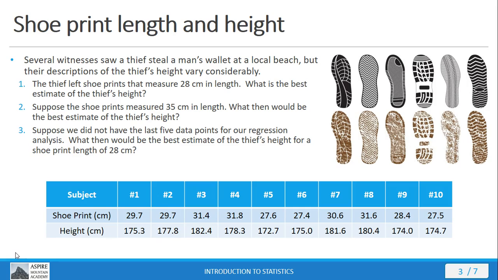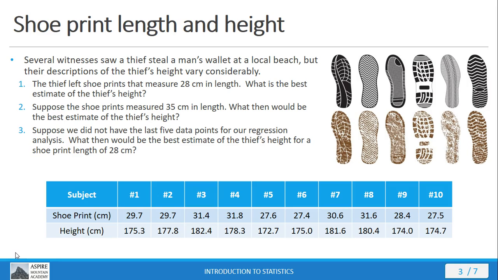Second, suppose the shoe print measured 35 centimeters in length. What then would be the best estimate of the thief's height? And third, suppose we did not have the last 5 data points for our regression analysis. What then would be the best estimate of the thief's height for a shoe print length of 28 centimeters?